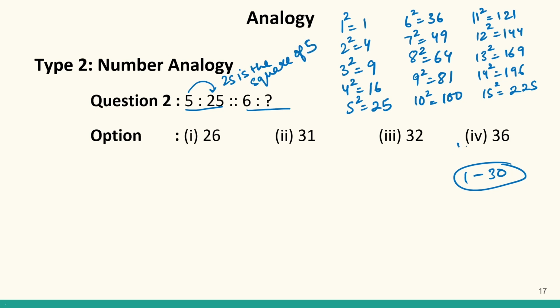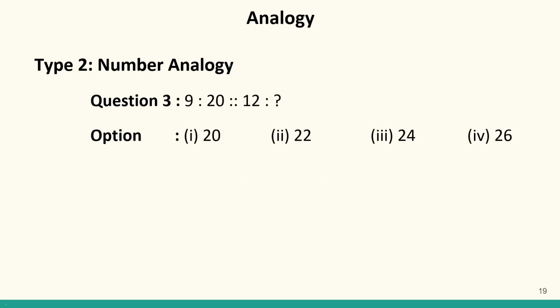So 36 will be the square of 6, which will be our answer. So our answer will be option number 4, 36. Now, 9 is to 20 and 12 is to what? So we have to find out a logical relationship between 9 and 20.